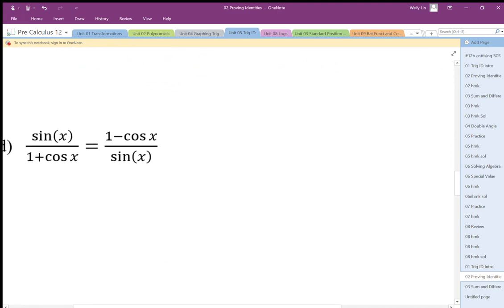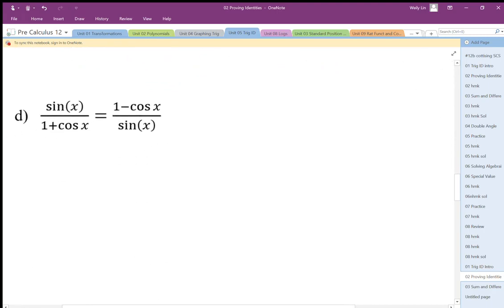So let's try another one here. Okay, let's state the non-permissible values. So we're going to say that sine x is not equal to 0 and cos x is not equal to -1. Okay, so those are my non-permissible values.